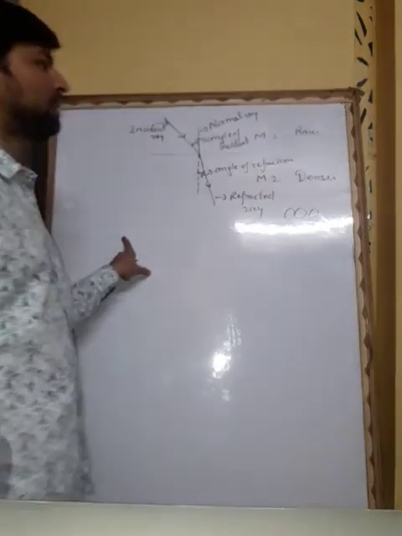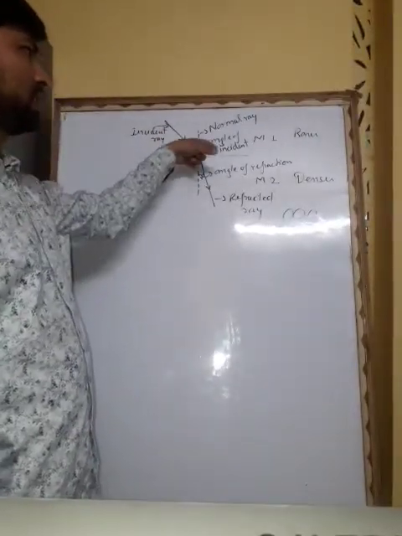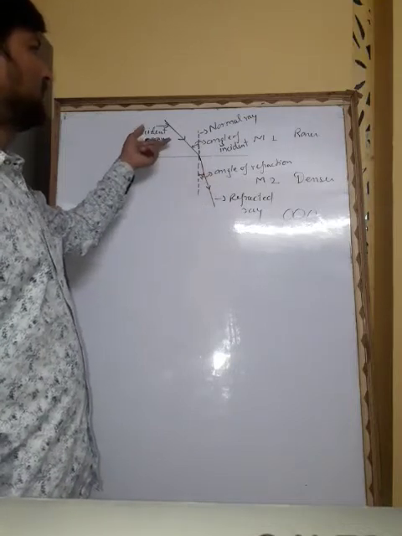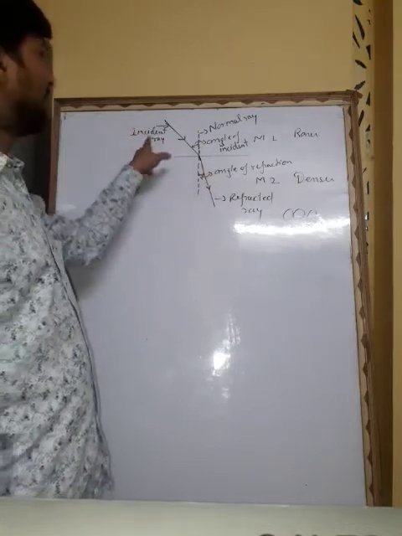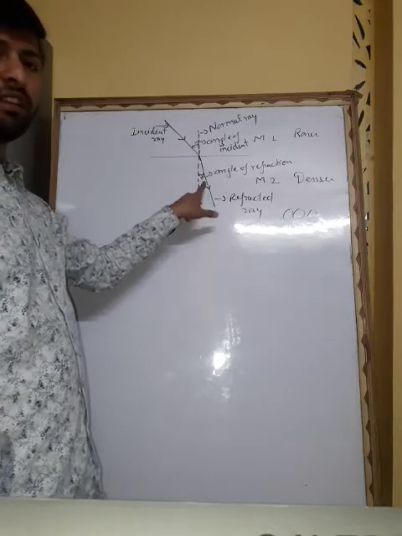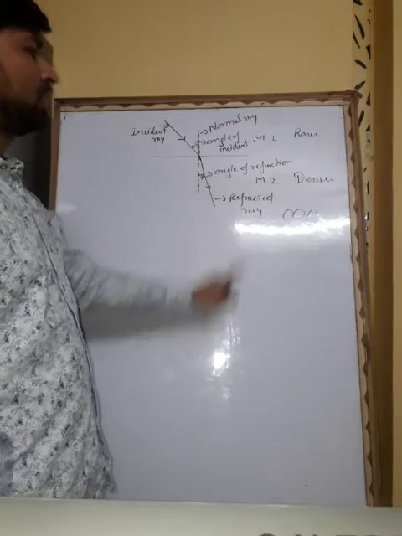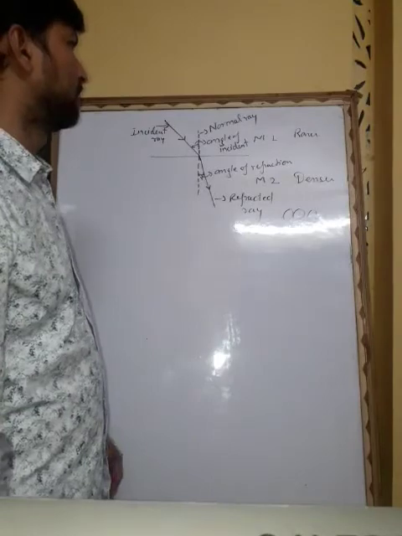So here what we have studied is that light travels from one medium to another medium, that is from rarer to denser. We see it bends towards the normal, and the coming light is called the incident ray. The light which refracts from its point is called the refracted ray. Now, these are the parts of refraction.